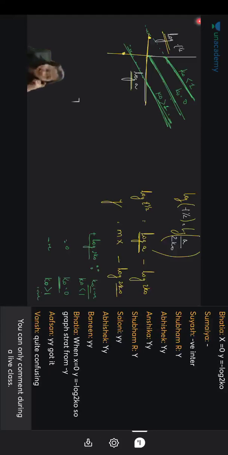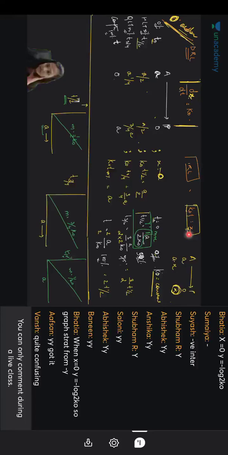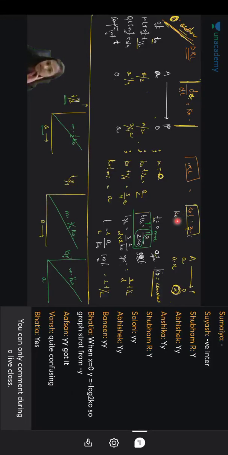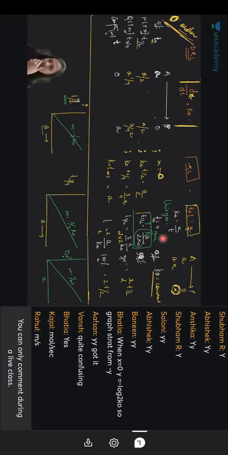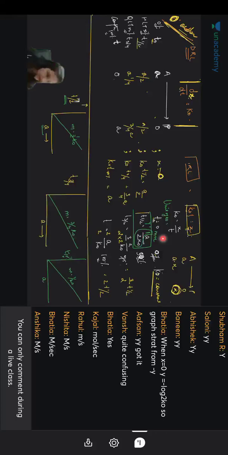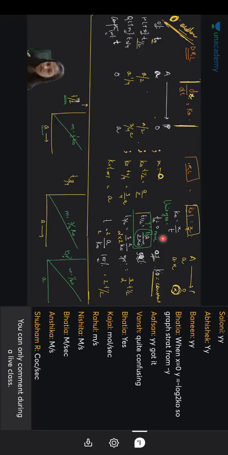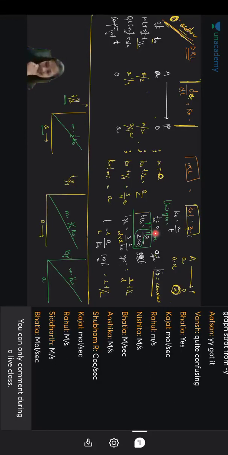Tell me the unit of k. You just said that ma'am, the integrated rate law says that k naught t is equal to x. So if I want to know the rate constant, k naught is equal to x by t. So what will be its unit? X is the concentration upon time, so that will be moles per second.